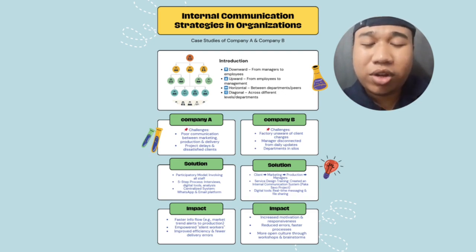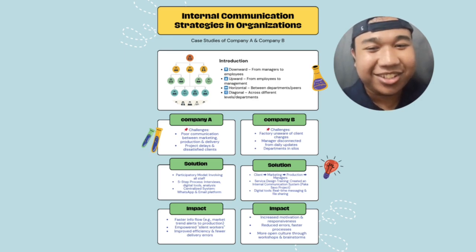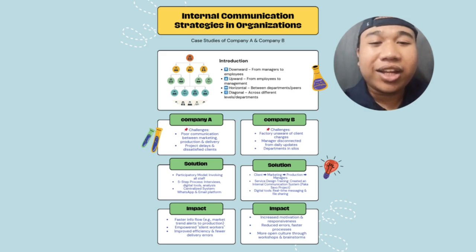And now, in today's presentation, we'll explore the different types and flows of internal communication: downward, upward, horizontal, and diagonal. Real case studies from two companies that implemented communication strategies, the challenges they faced, and the improvements that followed. And finally, our analysis and suggestions for further enhancements. So, let's begin by understanding the different flows of internal communication in a company.